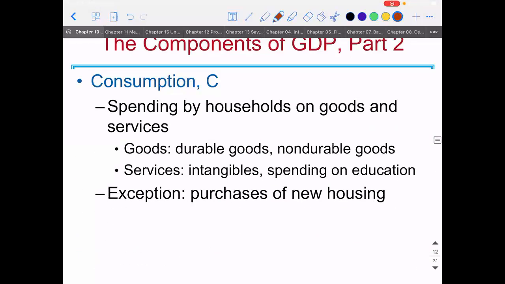C. It's not just for cookie, it's also for consumption. In this case, it's what a household would spend on goods and services. Goods can be separated into two types, durable and non-durable. Durable goods are usually goods that last longer than 5 years, like a washing machine or a car. Non-durable goods would be something like clothing, food.